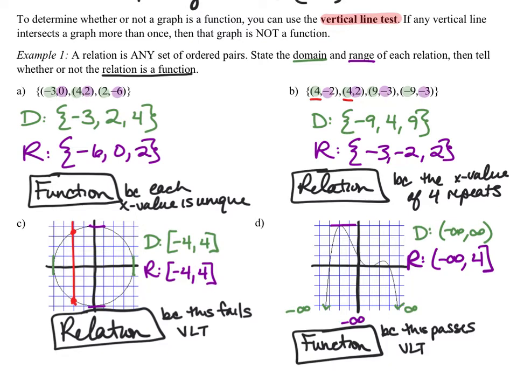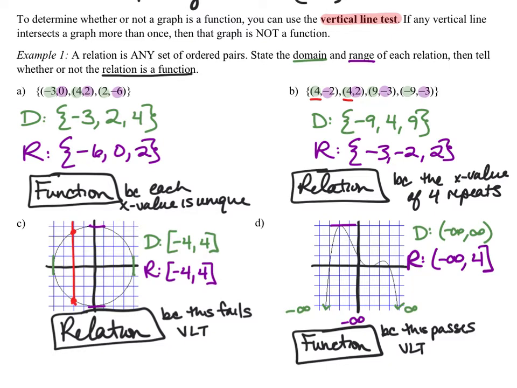So we have 4 examples here. We're going to state the domain and range of each and then tell if the relation is a function. Examples A and B are pretty simple because they're just coordinates. This is a discrete relationship since it's just coordinates and it's not continuous or connected. So we talk about the domain and range in a discrete way.